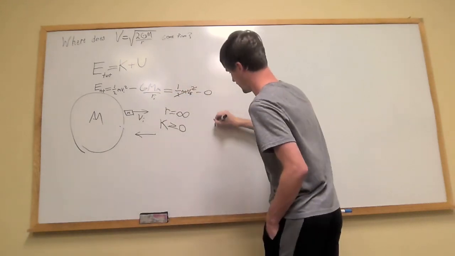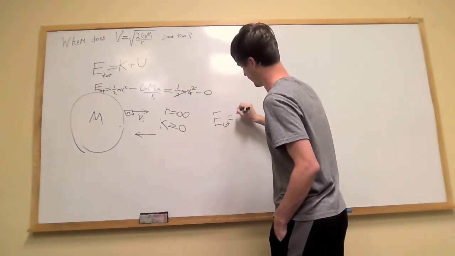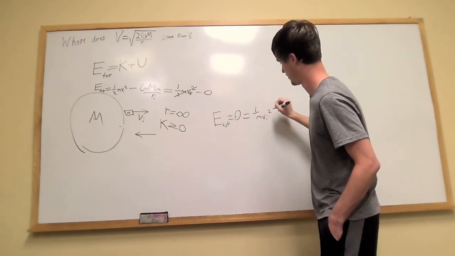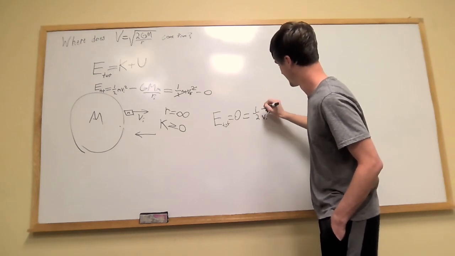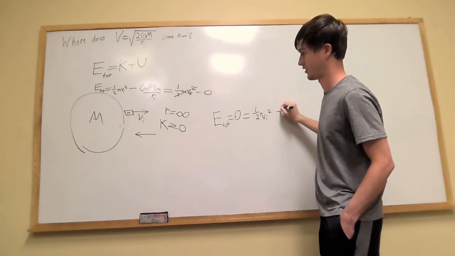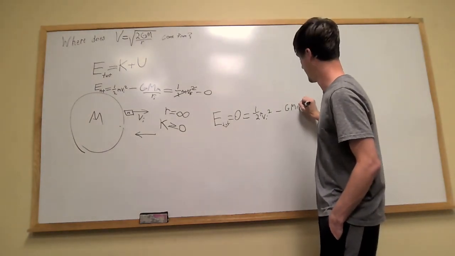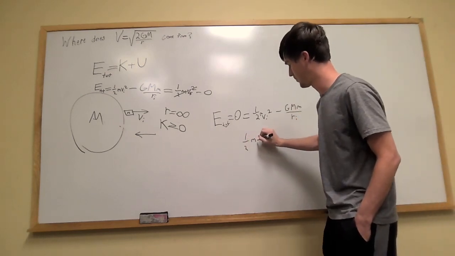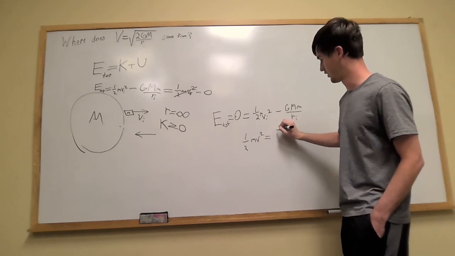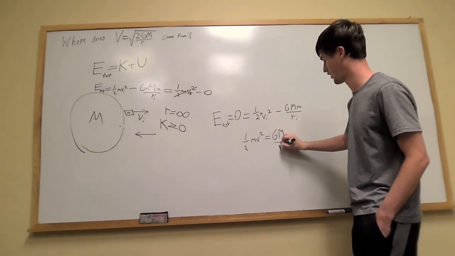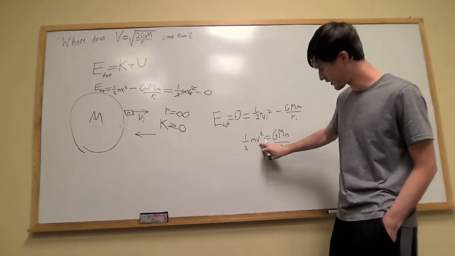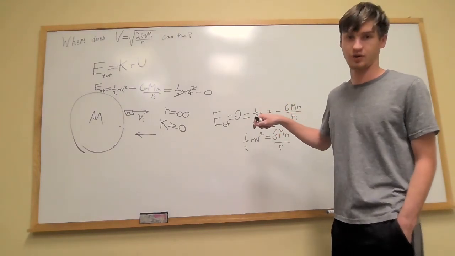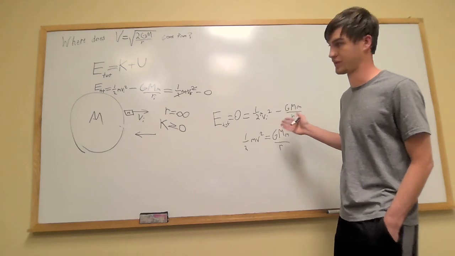So because of this, E total equals 0, which equals 1/2 m v i squared, and then minus potential GMm over r initial, which means we can set them equal to each other, and we have 1/2 m v squared equals GMm over r, which would mean that we can now solve for velocity, which in this equation would give us the minimum velocity away from the center of mass that would result in the particle never returning back to the mass.